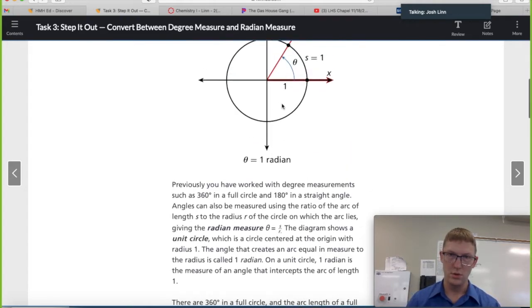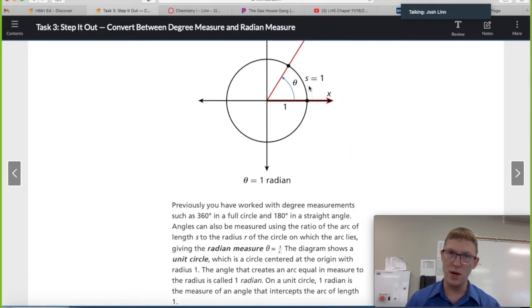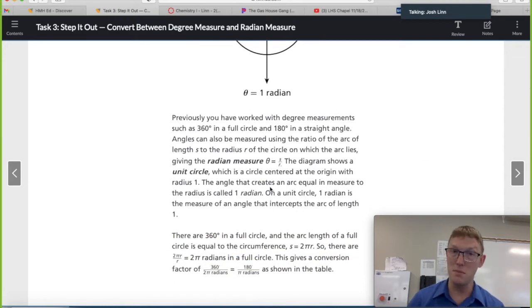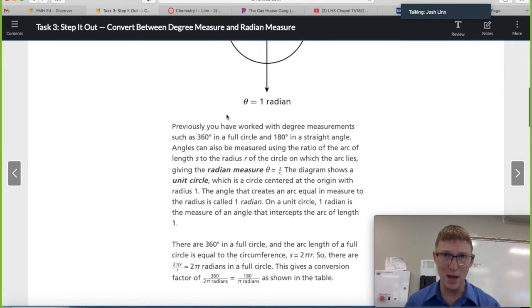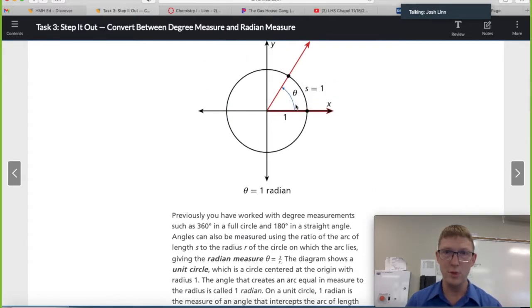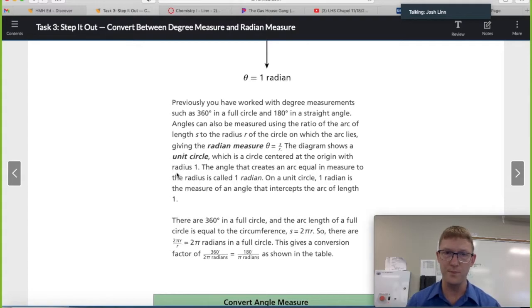So 1 radian is the angle associated with 1 unit length of the arc length. So let's see what that kind of means. Again, we've got theta. That's just the typical variable that we always use for angles.